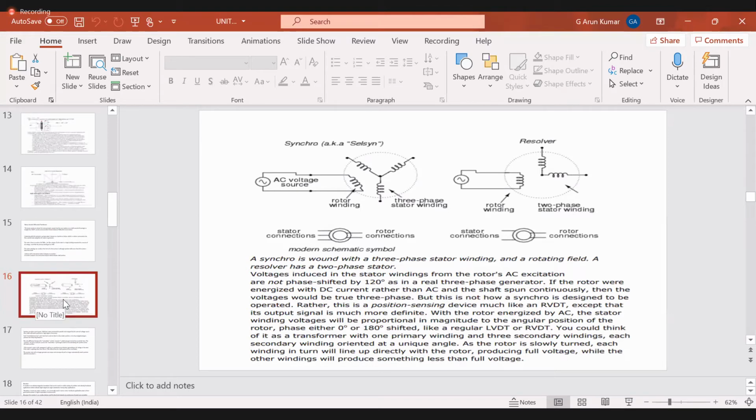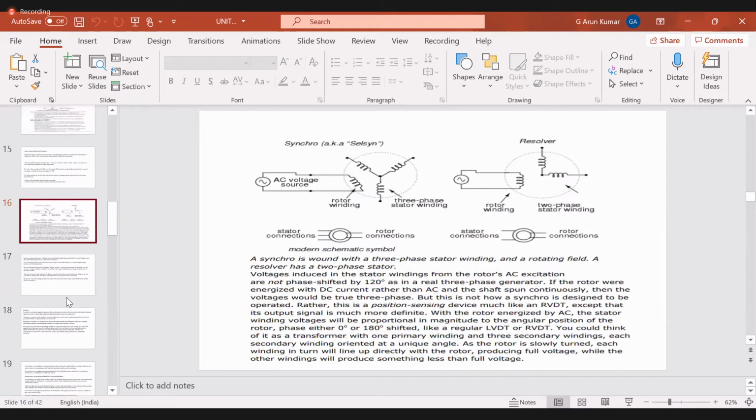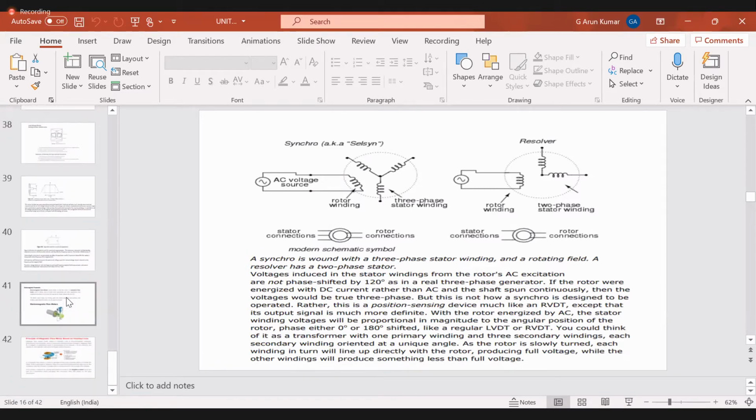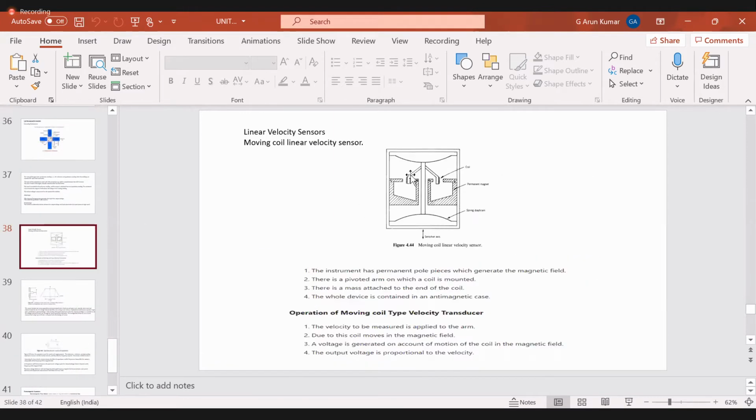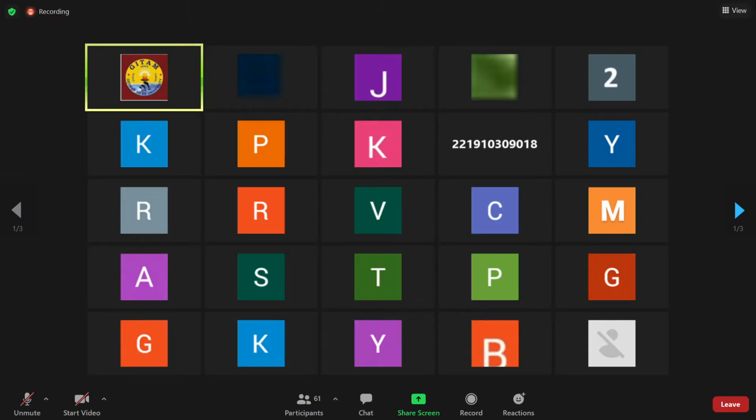And not only in synchros and resolvers, the last topic, the moving coil device, also uses coils, that is inductors. So in many sensors, we are using inductors. Depending on the variation of the inductance, we will estimate the physical parameters. So the importance of measuring inductance is very, very high.